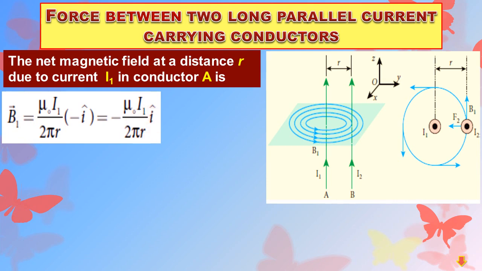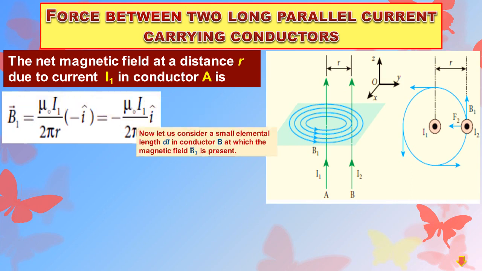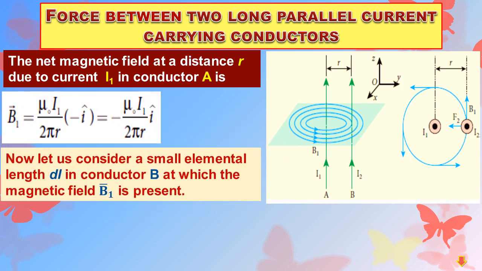From the thumb rule, the direction of magnetic field is perpendicular to the plane of the paper and inward. That means the arrow is into the page, and along the negative I direction, which you can see in the figure.